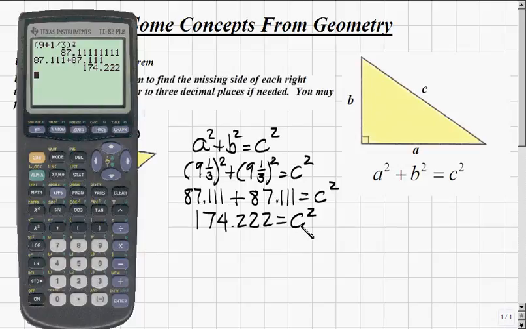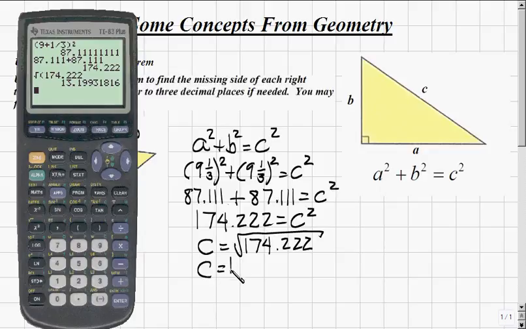Well, we're now interested in finding some number that squared is 174.222, and to find that, we'll square root 174.222. So c will be the square root of 174.222. So second x squared, square root, 174.222, enter. C works out to 3 decimal places to 13.199. This is the number that if we were to square it would approximately be 174.222.